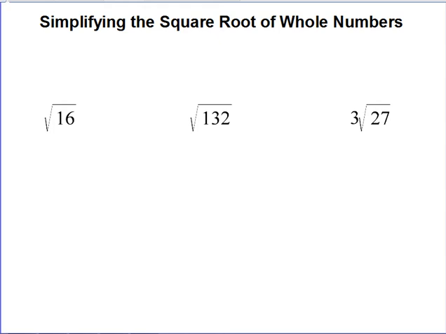In this video, we're going to look at simplifying square roots, and we're going to look at whole numbers and variables. So, simplifying the square root of whole numbers. What we need is at least one perfect square. When you're taking the square root of a whole number, we need a perfect square somewhere.